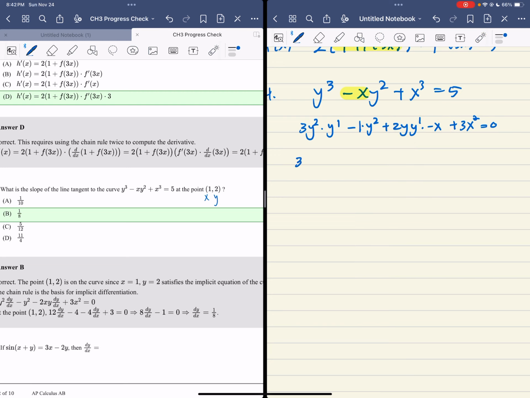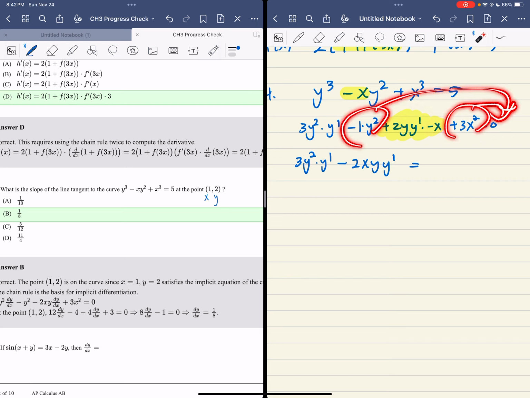This one is going to be 3y squared times y prime, and I'm going to rewrite this one. It's going to be now negative 2xy y prime is equal to, I just put this one to the front, okay, in alphabetical order, and I have to move these two to the other side, so flip the sign. So what I'm gonna have is plus y squared minus 3x squared.